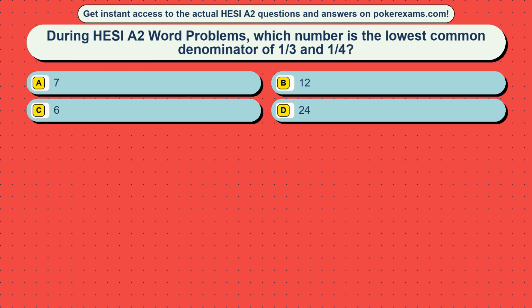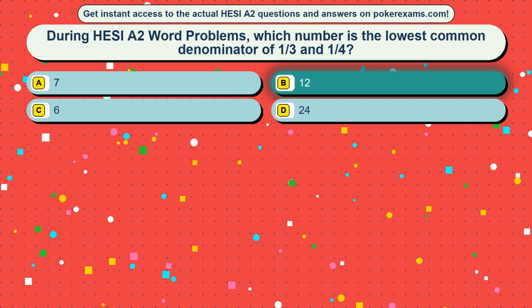Question 21. During HESI A2 word problems, which number is the lowest common denominator of 1/3 and 1/4? Option A, 7. Option B, 12. Option C, 6. Option D, 24. The correct answer is option B, 12.